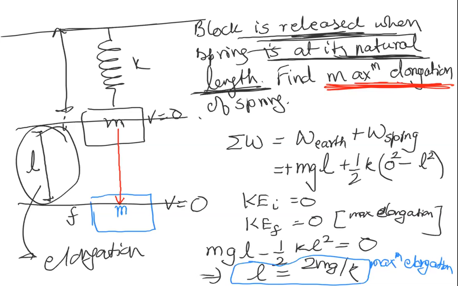हाँ, ये बहुत अच्छा क्वेश्चन है. Why can't we say that finally mg is equal to kl, L is equal to mg by k? खत्म हो गई कहानी. हाँ, बता रहा हूँ.